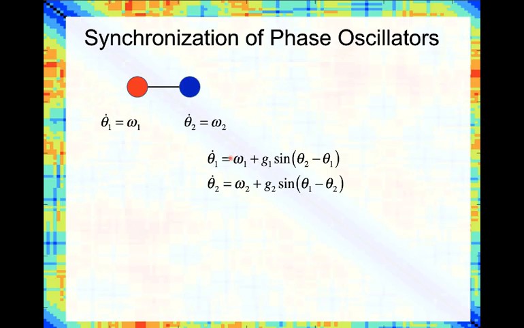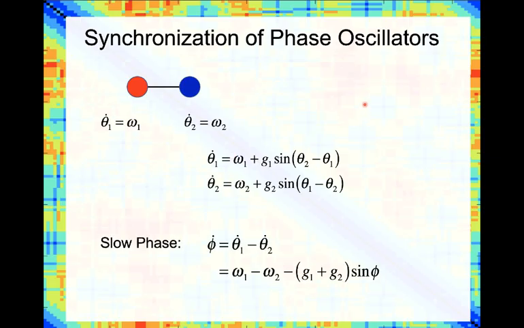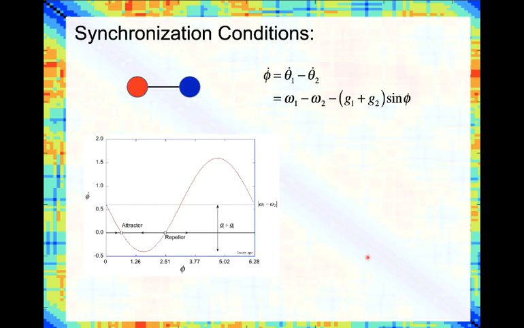Now we start with what looks like a two-dimensional flow, but in fact there's a trick. It's called the slow phase, and what we do is we subtract one equation from the other, and we define this new phase angle phi, so phi dot is just the difference of the theta dots. That's the difference of the frequencies, and then we've got this coupling term which now has combined into a single coefficient in front of the sine of that slow phase. So this is now one-dimensional dynamics, and one-dimensional dynamics are very easy to analyze, so we can figure out when there are going to be fixed points in the dynamics, and when there won't be.